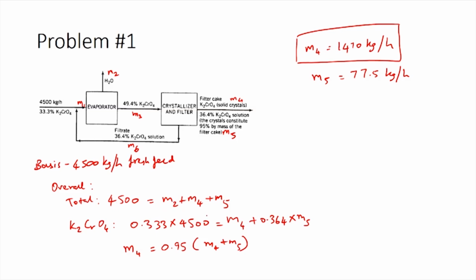So, using the total mass balance which we had, we can calculate M2, which is the mass of water vapor which is leaving the evaporator, which is also the rate of evaporation. That value would be 4500 minus 1470 minus 77.5, giving you roughly a value of 2950 kilograms per hour.